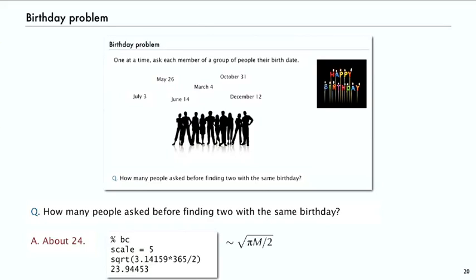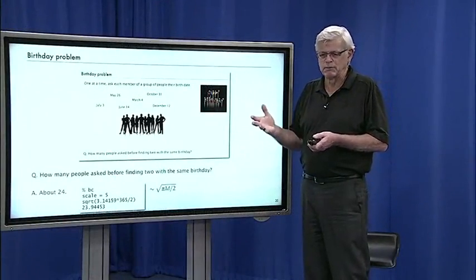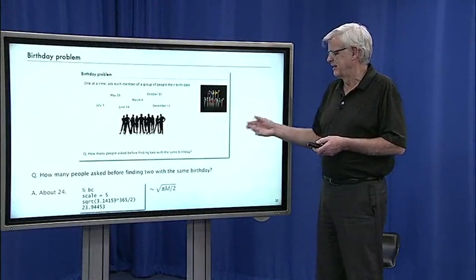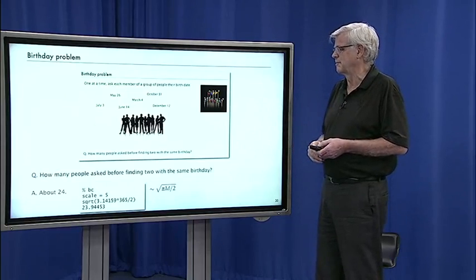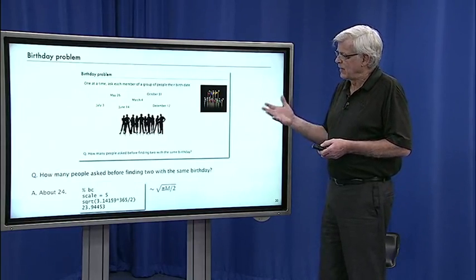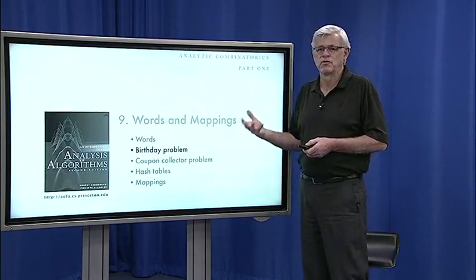There's an analysis in the book that talks about how many you have to ask to have a 50% chance that you have 2 with the same birthday. It's about in the same range, although that's a different problem. So that's analytic combinatorics with words to take a look at the birthday problem.